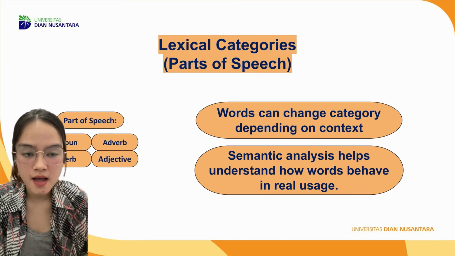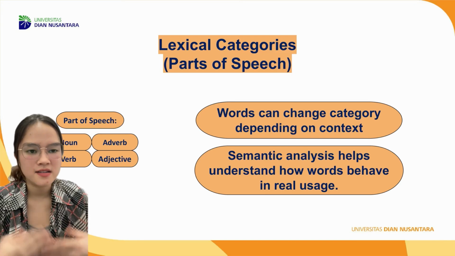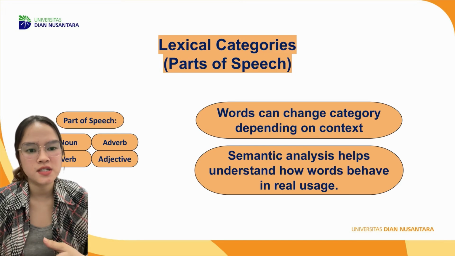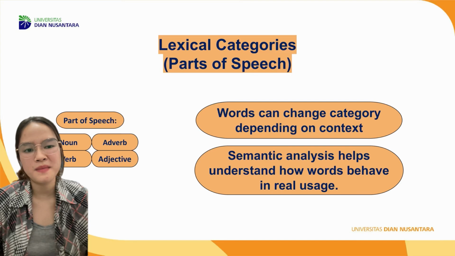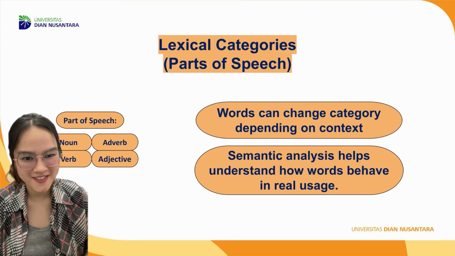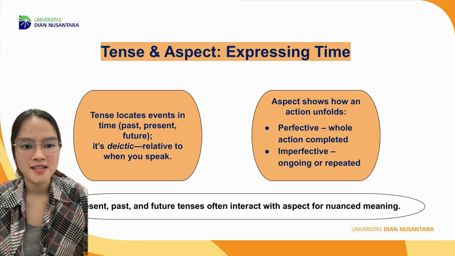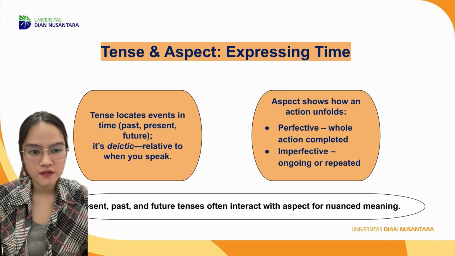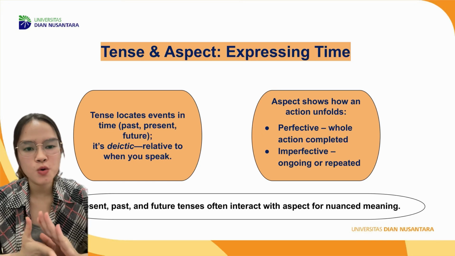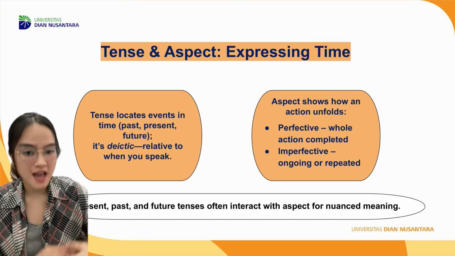Also, a fun fact, many words in English are multi-categorial. They're not limited to just one role. They are flexible, and that flexibility is part of what makes language so expressive. Now let's talk about tense and aspect, expressing time. Now we move into one of the most fascinating parts of grammar, like I said before, tense and aspect.